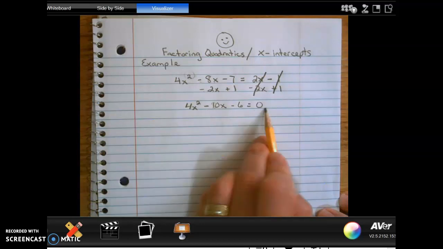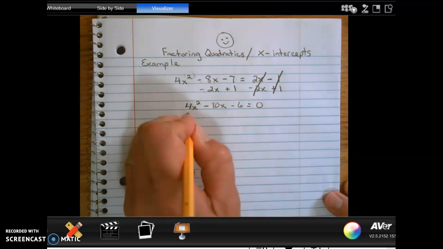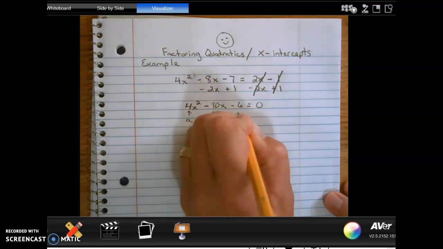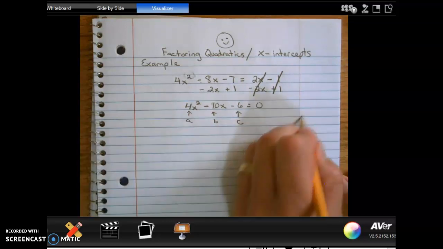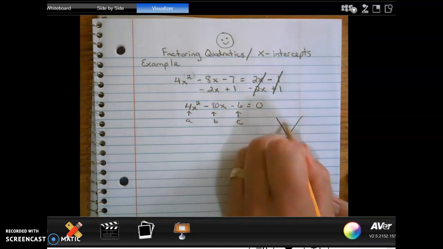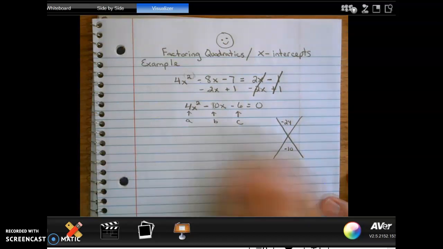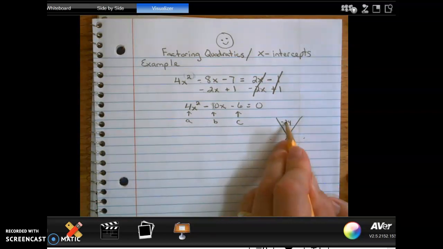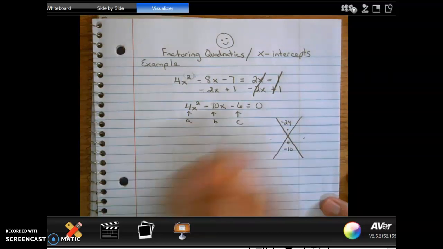Okay, so next thing we're going to do is identify a, b, and c. So here's our a value. And we're in standard form. Okay, so let's go ahead and draw our x to factor this. A times c on the top, our b value on the bottom. And then we do our little Sudoku part of the game, trying to figure out what two numbers multiply to give us the top number and add to give us the bottom number.